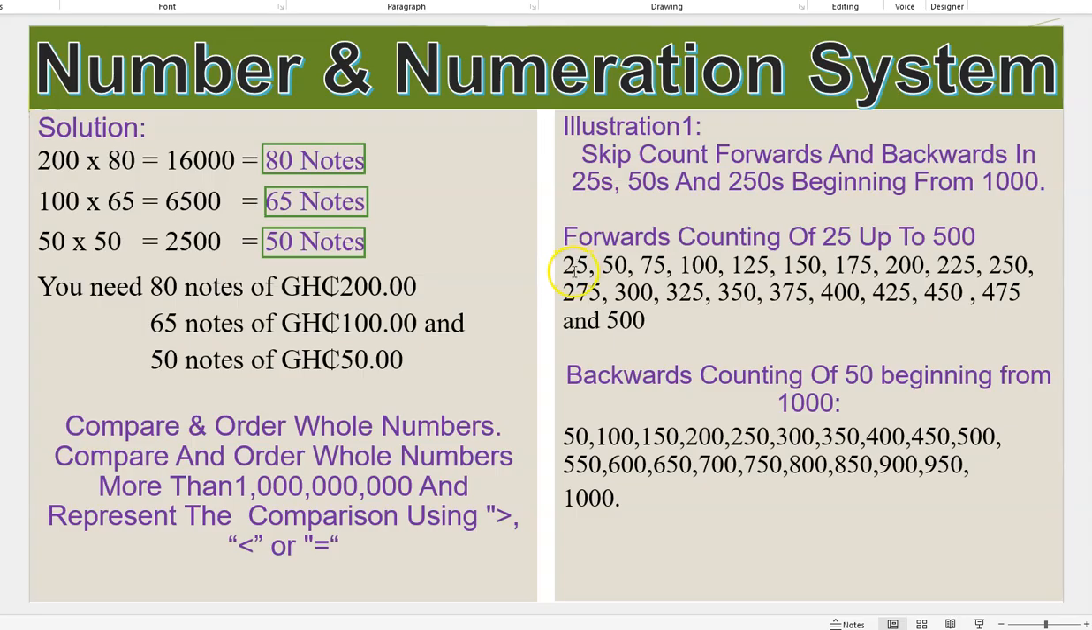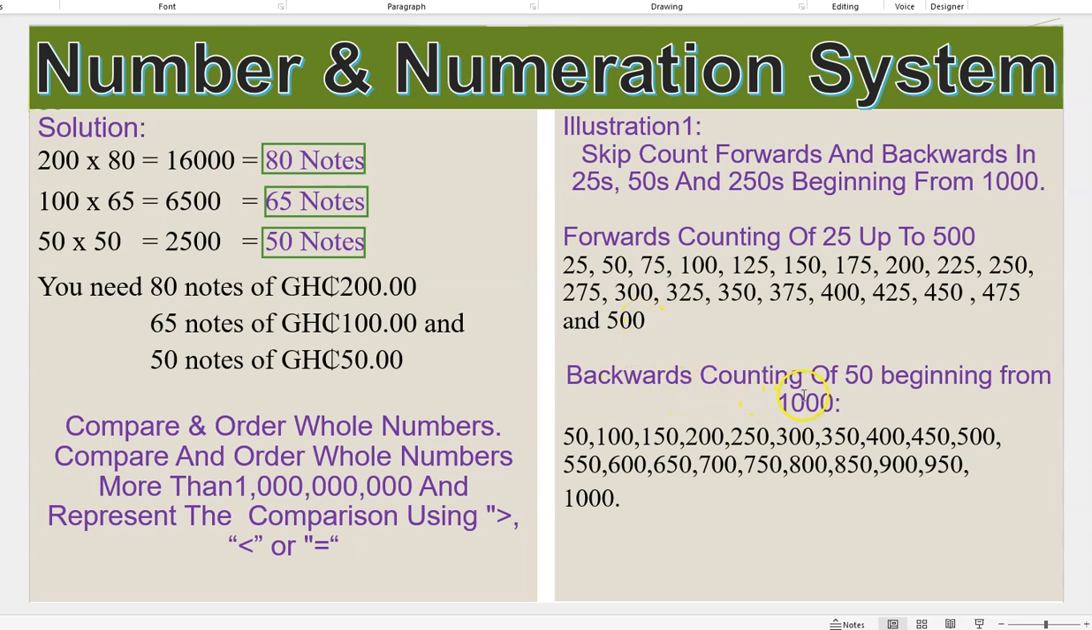So 25 plus 25, 50. 50 plus 25, 75. 75 plus 25, 100. 100 plus 25, 125. 125 plus 25 gives us 150. In that order, up to 500.